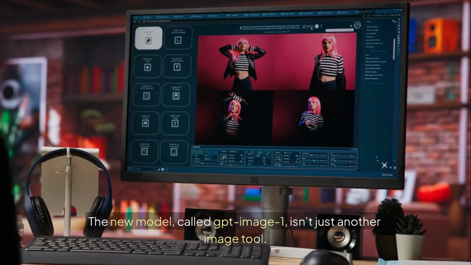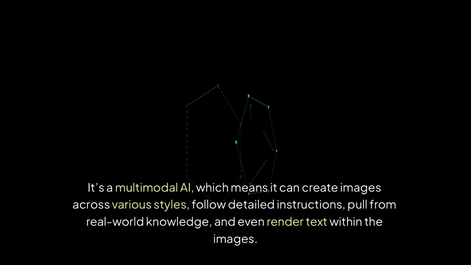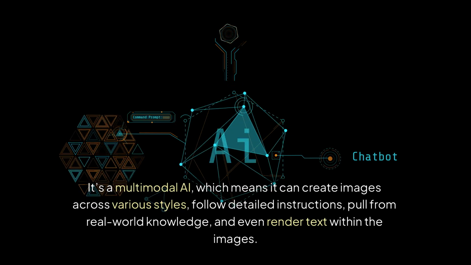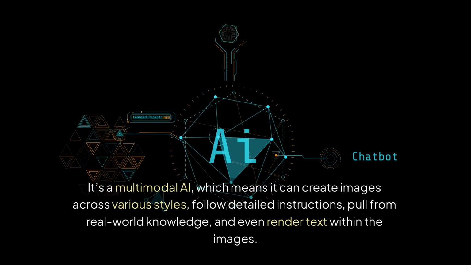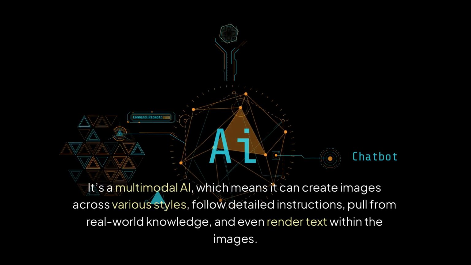The new model, called GPT Image 1, isn't just another image tool. It's a multimodal AI, which means it can create images across various styles, follow detailed instructions, pull from real-world knowledge, and even render text within the images.